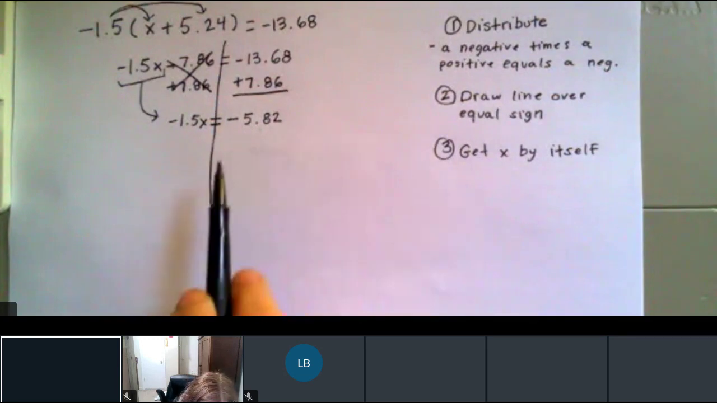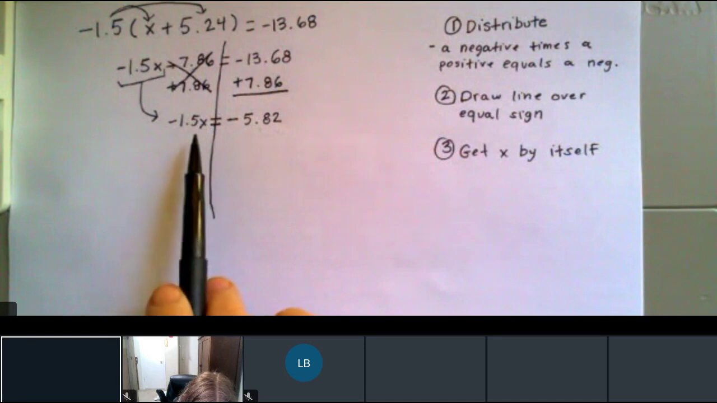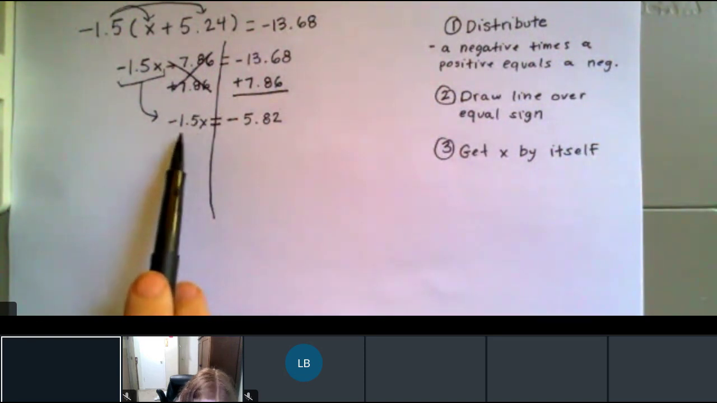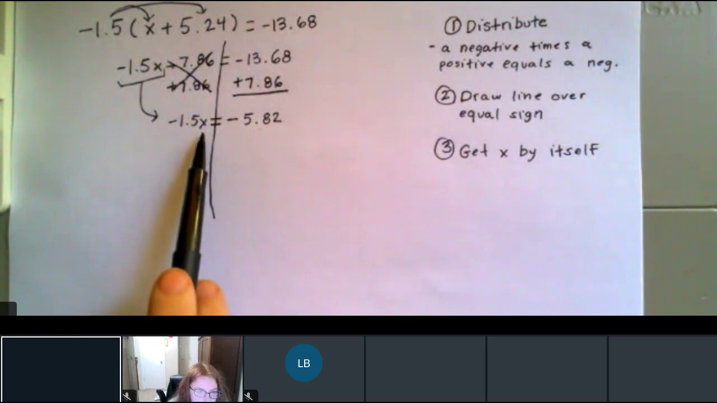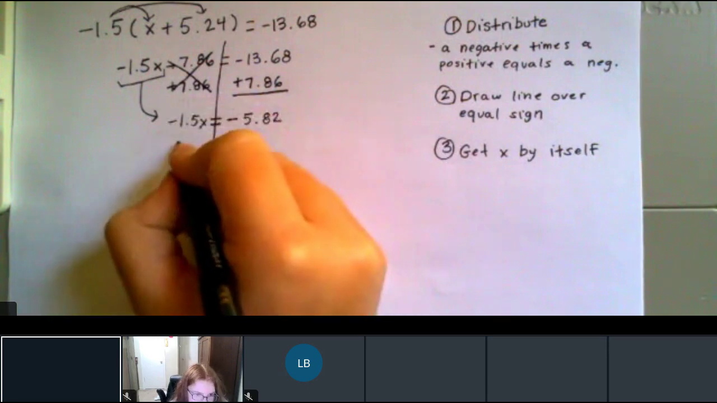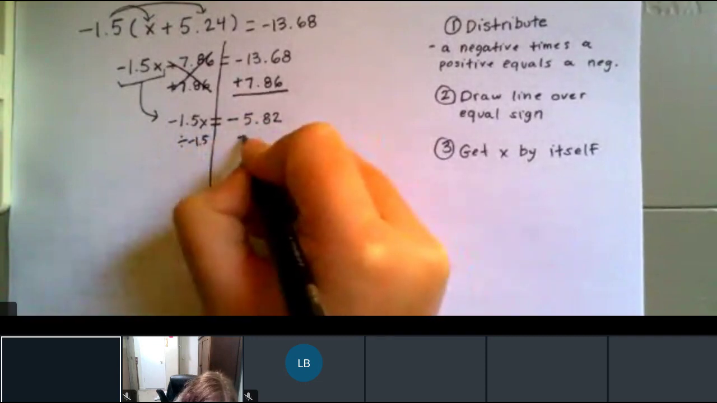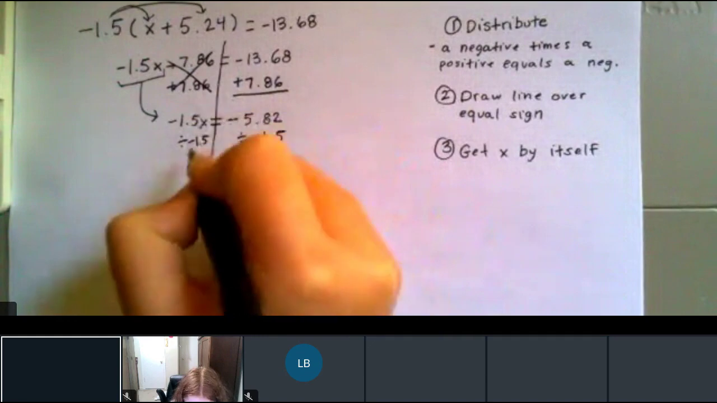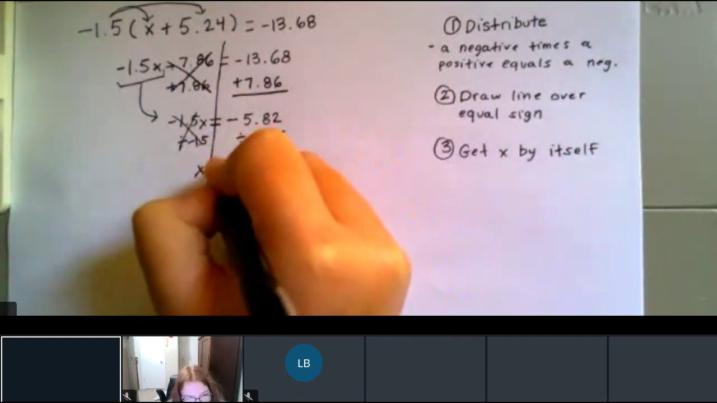All right, next step, we're continuing to try to get this variable by itself. So currently, this x is being multiplied by negative 1.5. To undo that multiplication, we're going to divide by negative 1.5 on both sides. So divide by negative 1.5, divide by negative 1.5. On the left, it cancels out, and we're left with x.